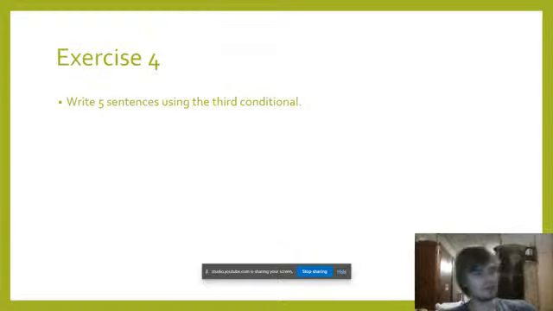Again, same exercise, but we use the third conditional here. Take a screenshot and do it whenever you're free. It would be perfect if you did it in the chat or right after the class.